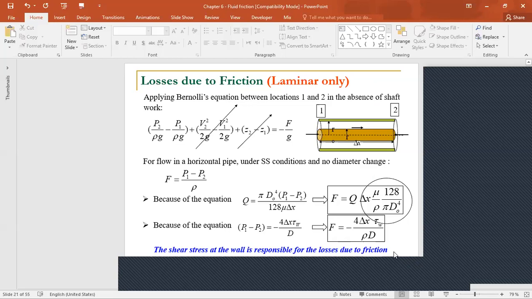So here we have now a relationship which gives the friction based on the flow rate or shear stress at the wall. But again, this is applicable for the situation where we have a horizontal pipe with constant diameter and laminar flow.